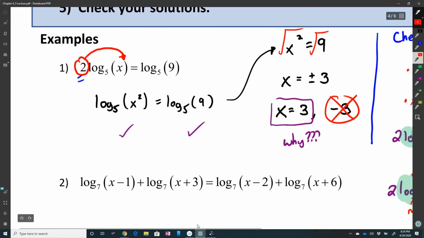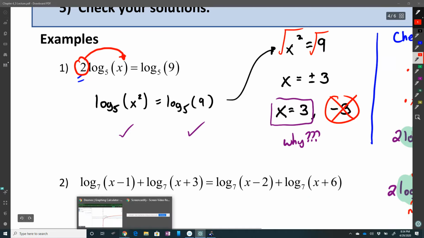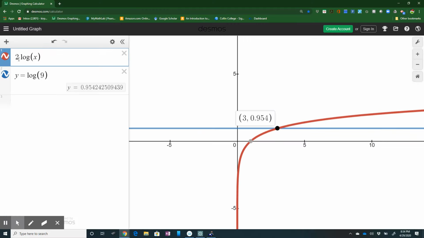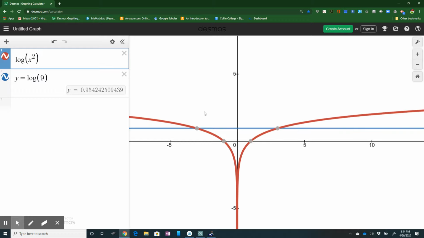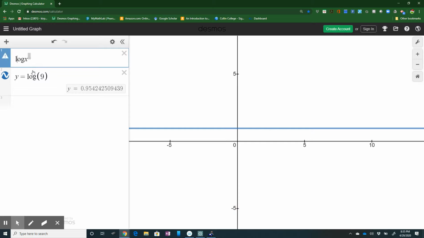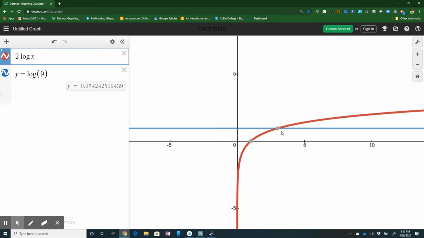Okay, I know that's a little confusing, but going back to Desmos, notice that if it was log of x squared instead, I now have both answers, negative 3 and 3. But because it was just a 2 on the outside, that messes with the domain. And so I end up with just 3 as my answer.